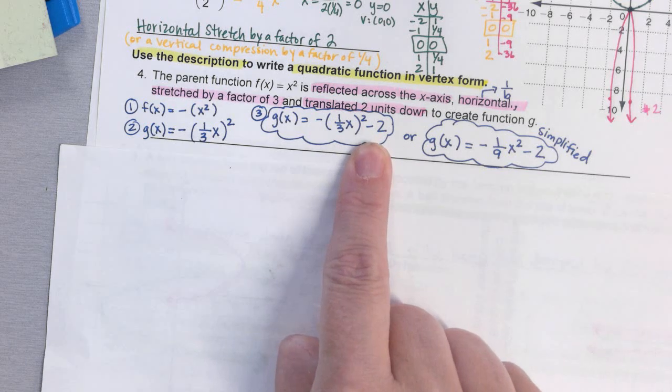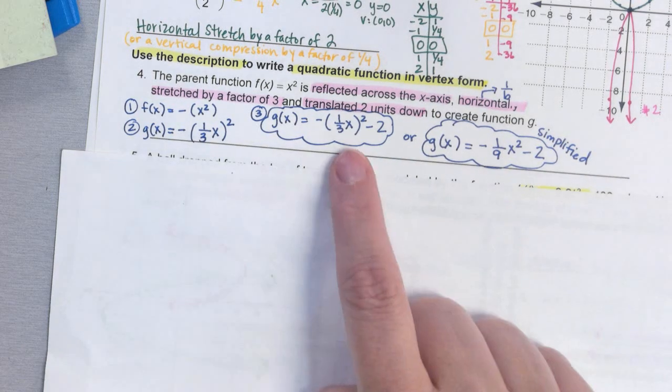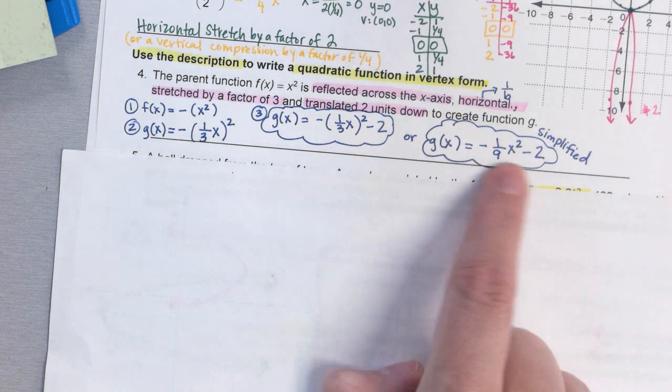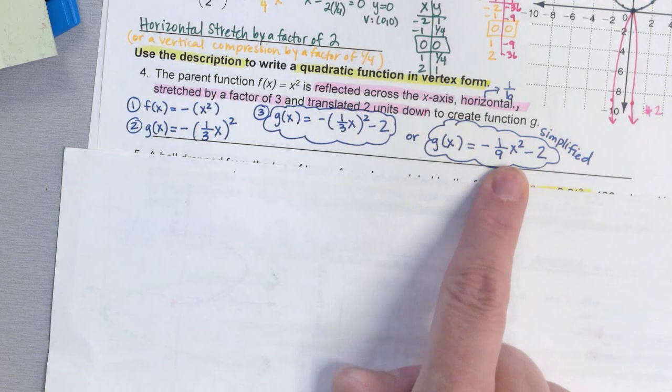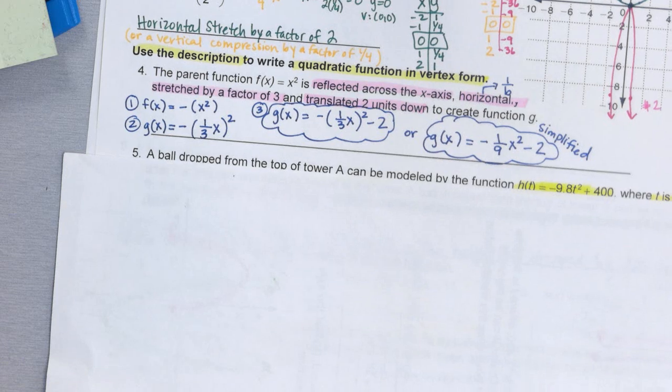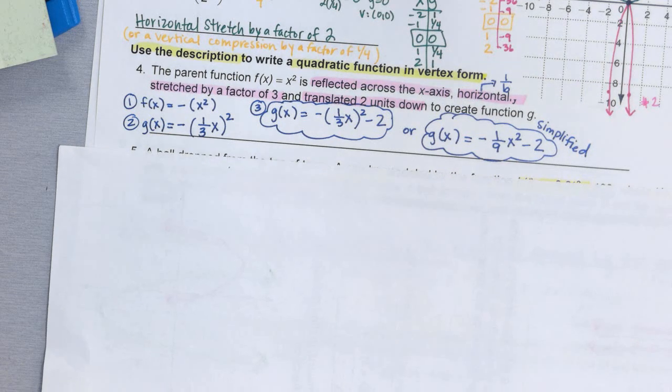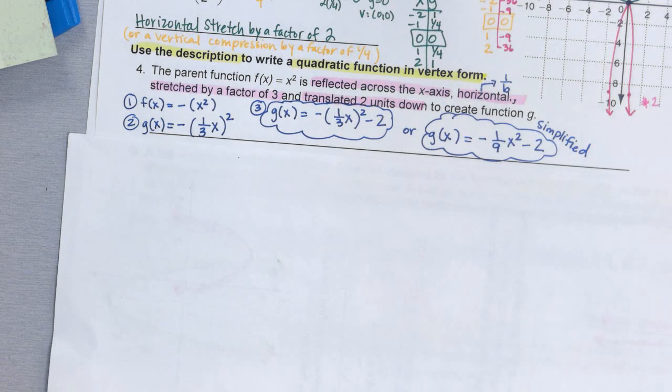And then if some of you did simplify, because you can simplify this, it would be the negative 1 over 9 x squared minus 2. Okay, so it's on the outside there. Okay, what questions do we have on number 4? Writing the equations. So remember, the order matters that you do those, okay?